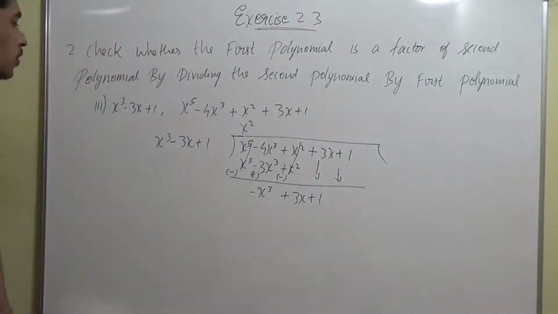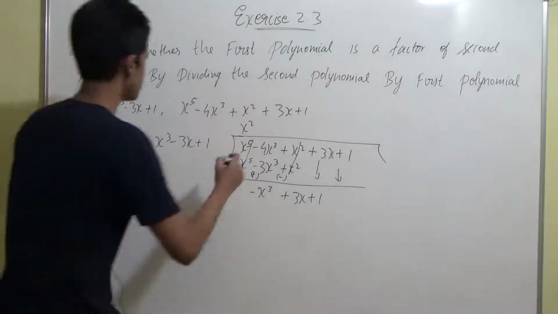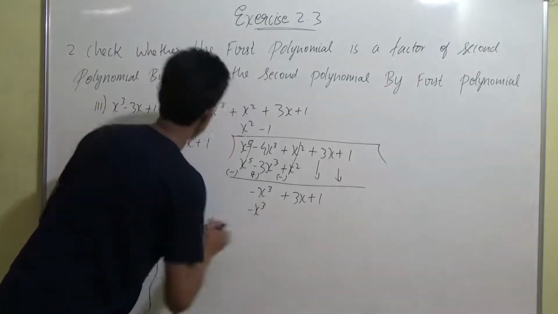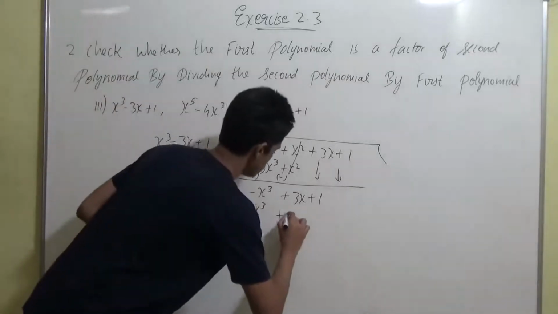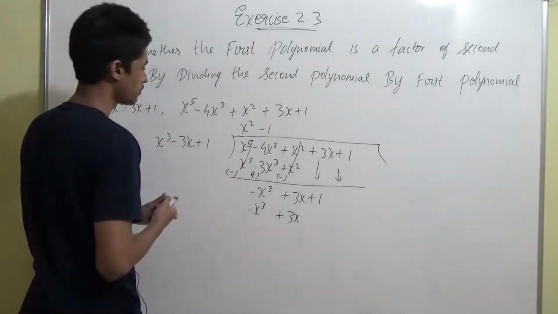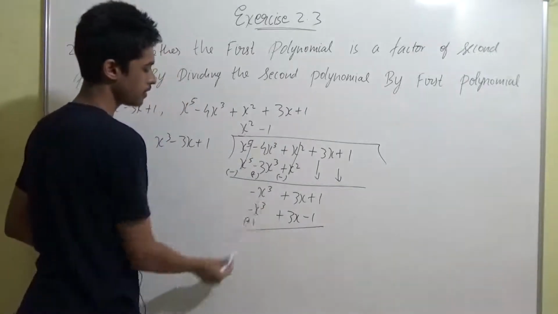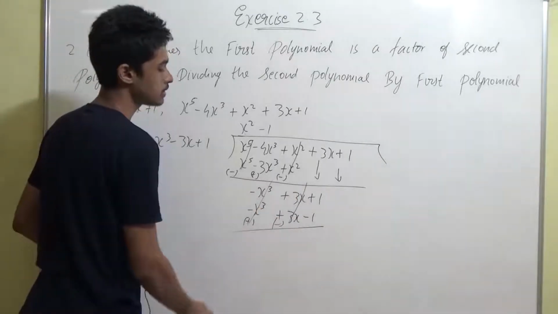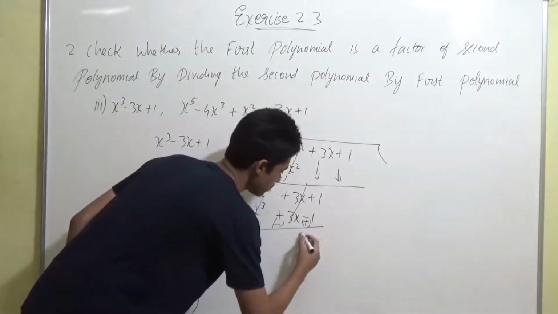So now what we are going to do is x cube multiplied by what is going to give us minus x to the power 3? It is minus 1, right? We are going to get minus x to the power 3, and here we are going to get plus 3x, and then 1 into minus 1 is going to give us minus 1. Now if you see, these two terms will get cancelled, and these two terms are also going to get cancelled. Here, plus 1 plus 1 is going to give us 2.